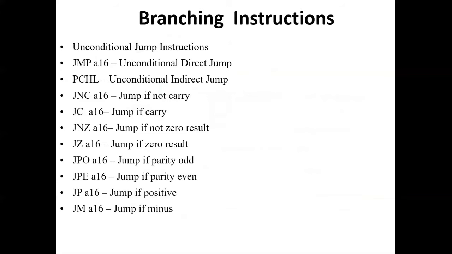Next, we will study the branching instruction. The branching instruction consists of unconditional jump instructions, JMP A16, which is unconditional direct jump, PCHL, which is unconditional indirect jump, JNC A16, jump if not carry, JC, jump if carry, JNZ, jump if not 0 result, JZ A16, jump if 0 result, JPO A16, jump if parity odd, JPE A16, jump if parity even, JP A16, jump if positive, JM A16, jump if minus.